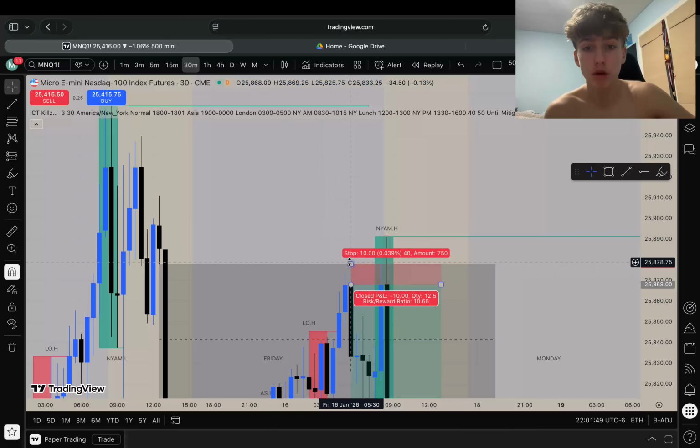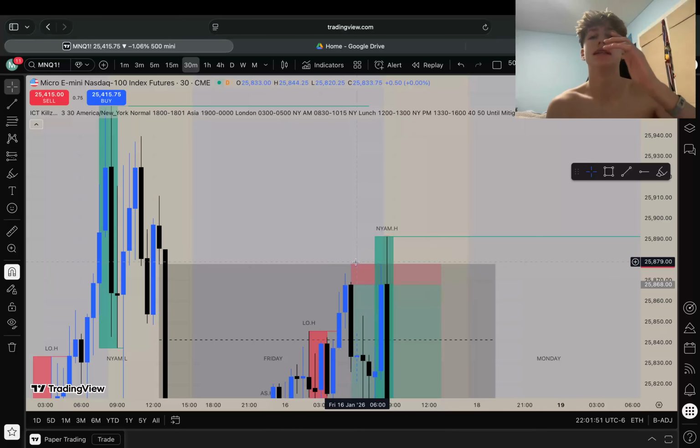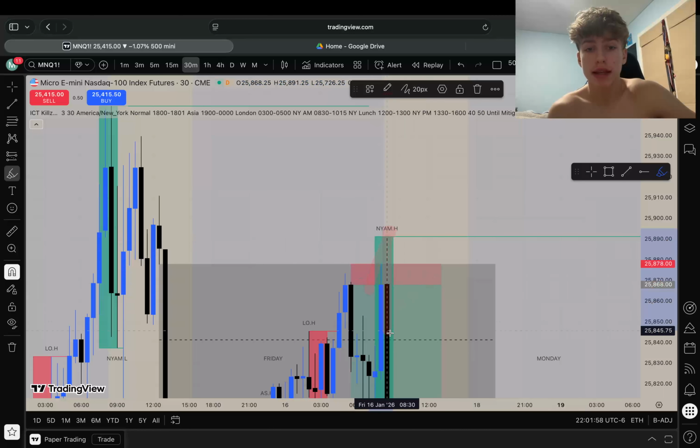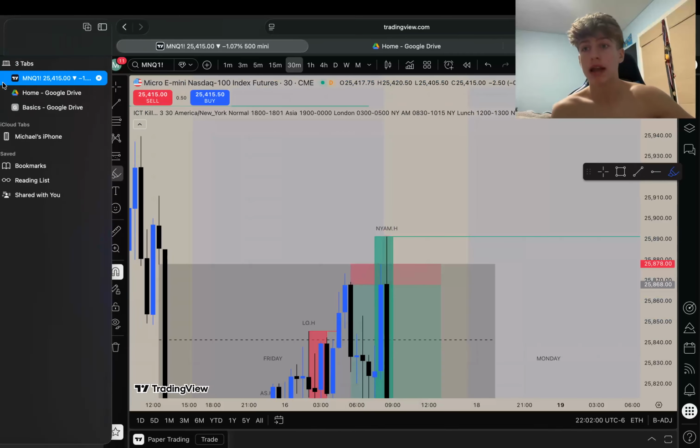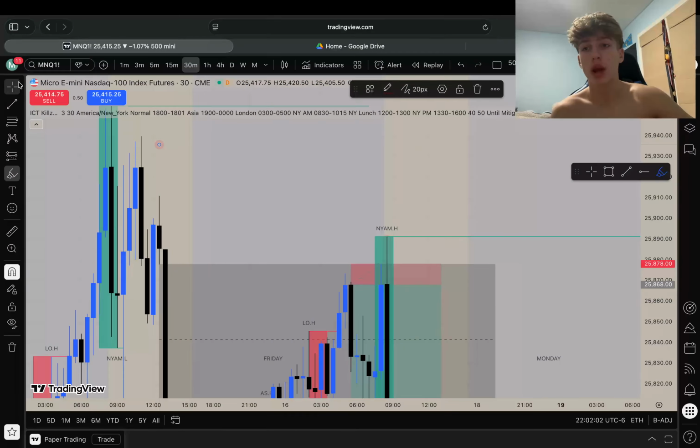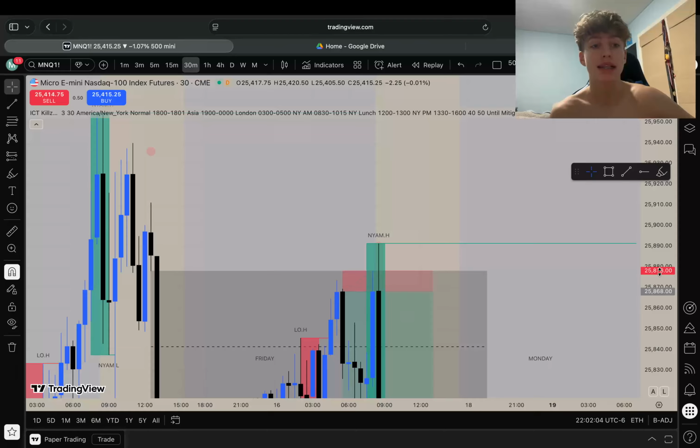This is why I never, ever, ever put my stop loss on top or on the bottom of a fair value gap, because again, it could just get wicked through and then respected and then still continue downwards. Okay, that's not my intention. I want to get stopped out when the move is no longer happening, when my bias is incorrect.